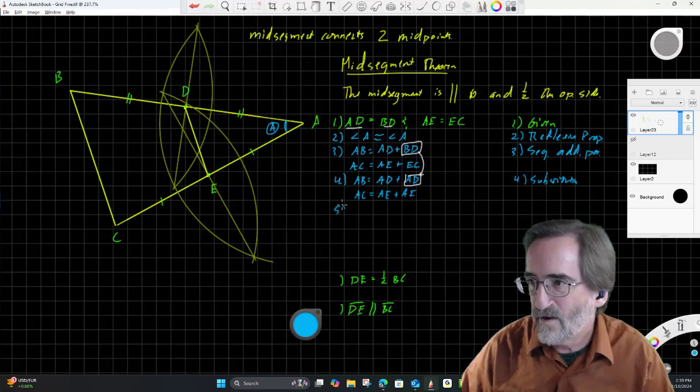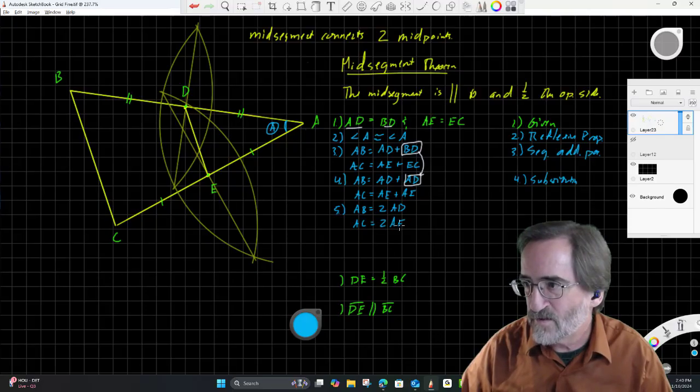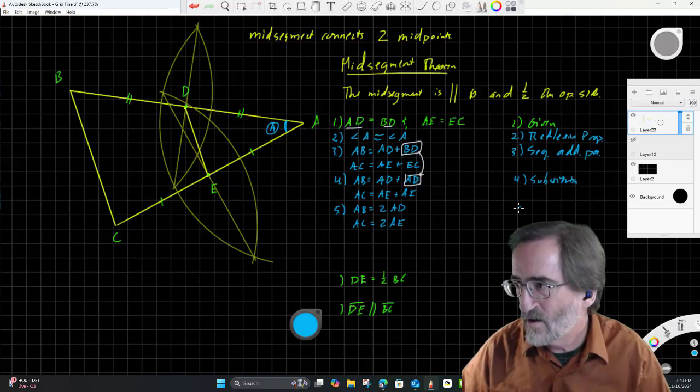Step 5. AB equals 2 times AD, and AC equals 2 times AE. That's adding like terms. Add like terms.